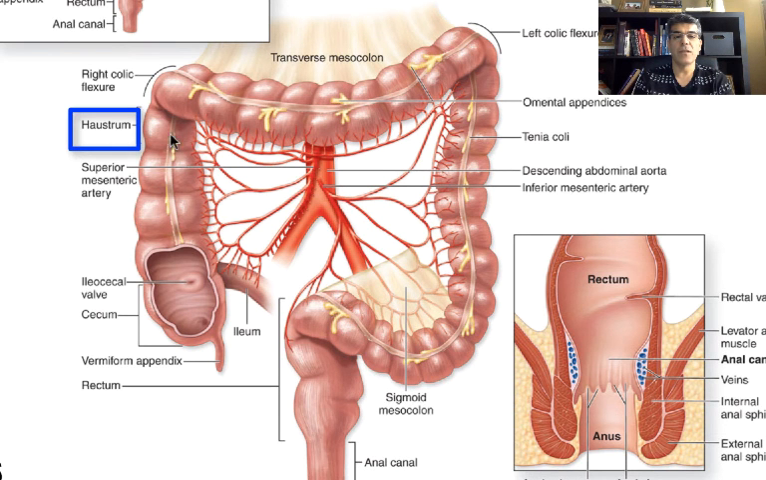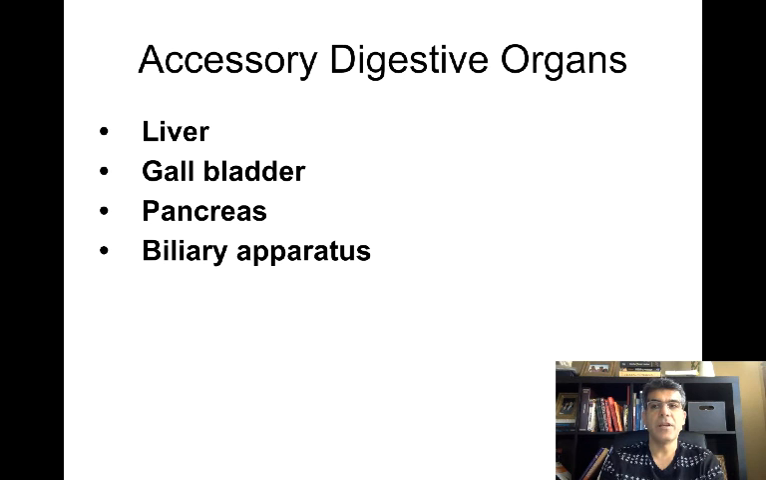Also, in the wall of the large intestine, you have a very obvious band that goes along the length of the large intestine. This band is called taenia coli. And also, there are some pieces of fat hanging from taenia coli. These are lobules of fat hanging from taenia coli, called omental appendices. So there are 3 characteristics of the large intestine: haustrum, taenia coli, omental appendices. That will be the end of the tube that starts from the mouth and goes to the anus.